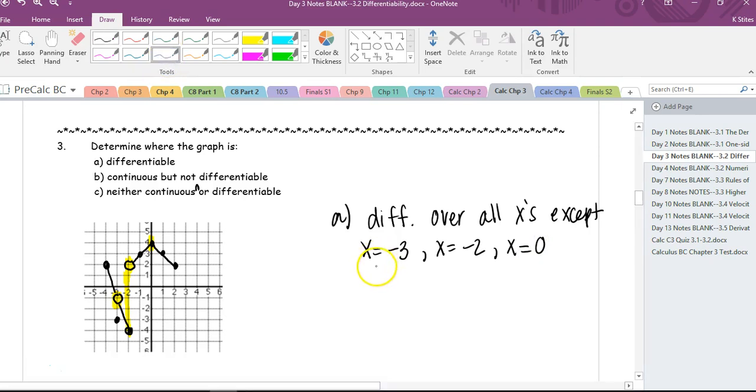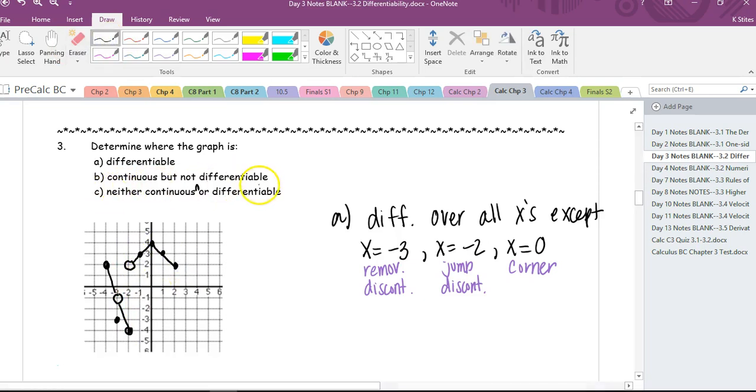X equals -3 is a hole, or a removable discontinuity. X equals -2 is a jump discontinuity. And x equals 0 is a corner. All right, so that's where you can't take the derivative, those 3 locations.